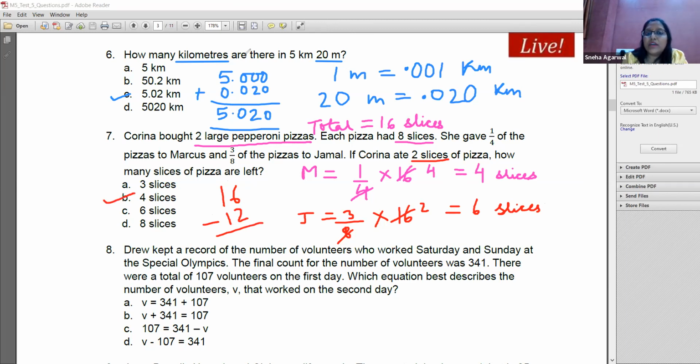Is anyone having any doubt till here? Ayan, you can lower down your hand if you don't have any doubt.